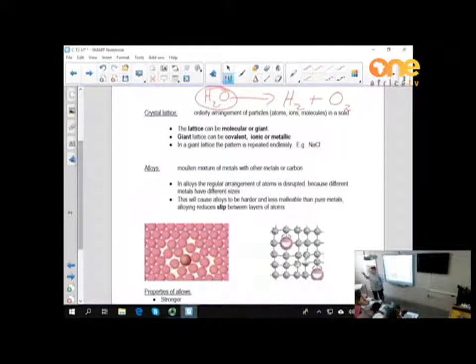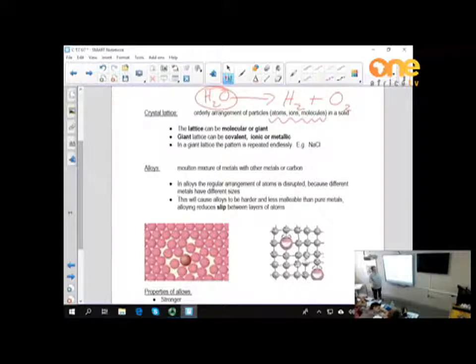Definition of a crystal lattice: orderly arrangement of particles. Once again, those particles can be molecules. If I have a crystal of iodine, the orderly arrangement of the particles would actually be an orderly arrangement of molecules in the crystal lattice. If the solid was sodium chloride, the particles would be sodium ions and chloride ions. Do you follow? So it doesn't matter whether it's molecular or ionic. A crystal lattice is simply the orderly arrangement of particles, the particles being atoms, ions, or molecules.